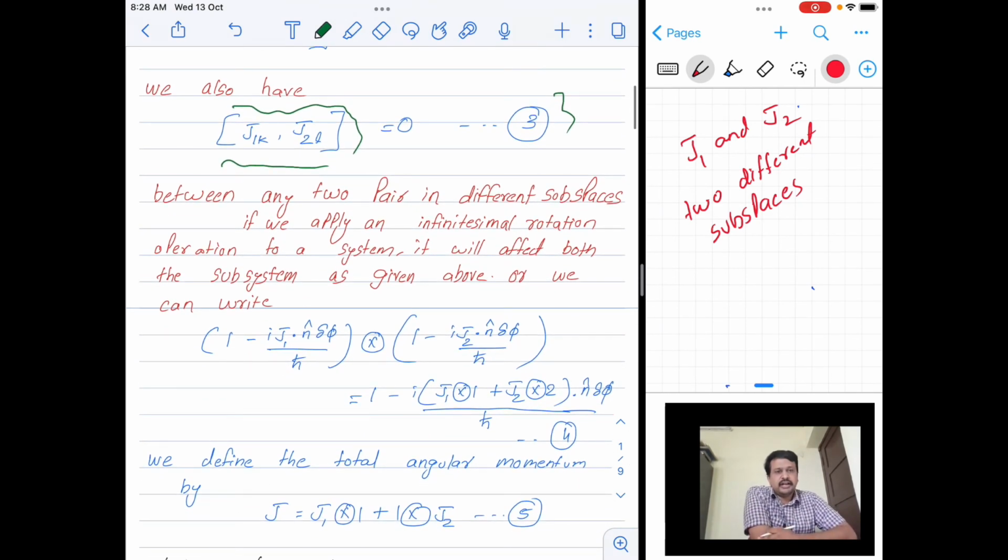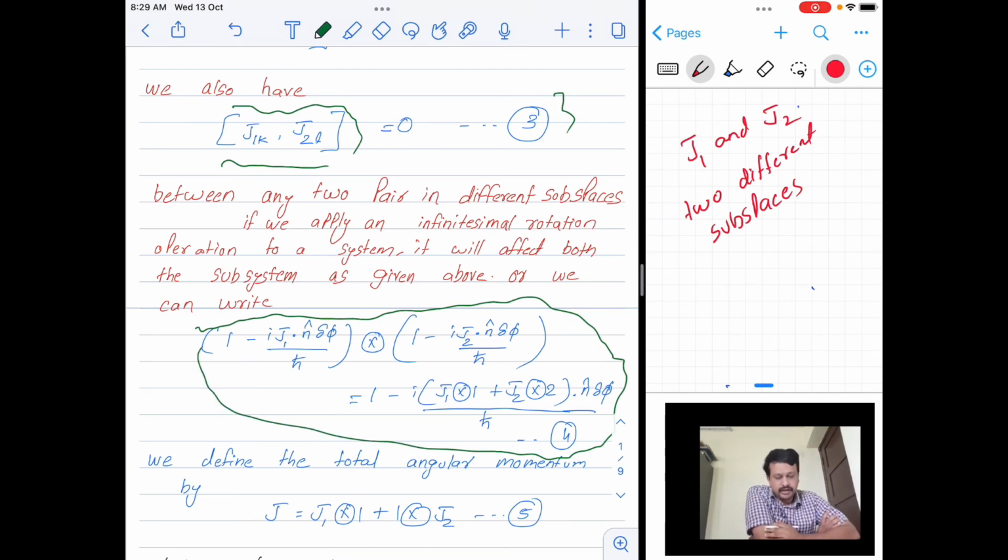Now suppose I assume that these two subspaces, or these two systems, are combined and taken as one system. If I do an infinitesimal rotation operation on the system, it will affect the two subsystems, and it is given by this relation. Assume that I am doing a delta phi operation on the entire system.